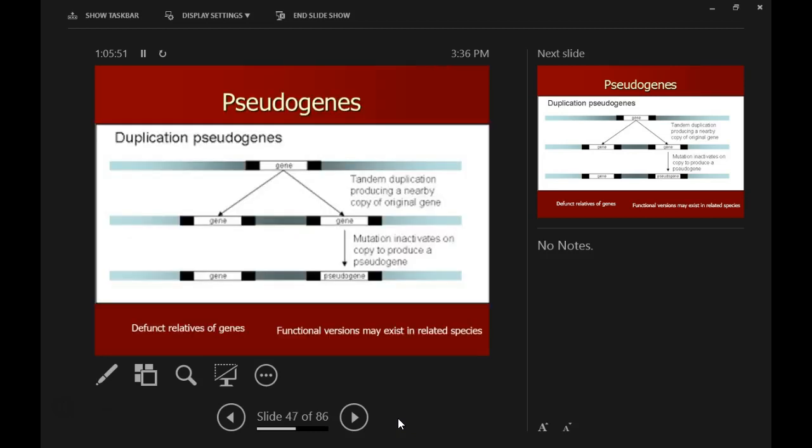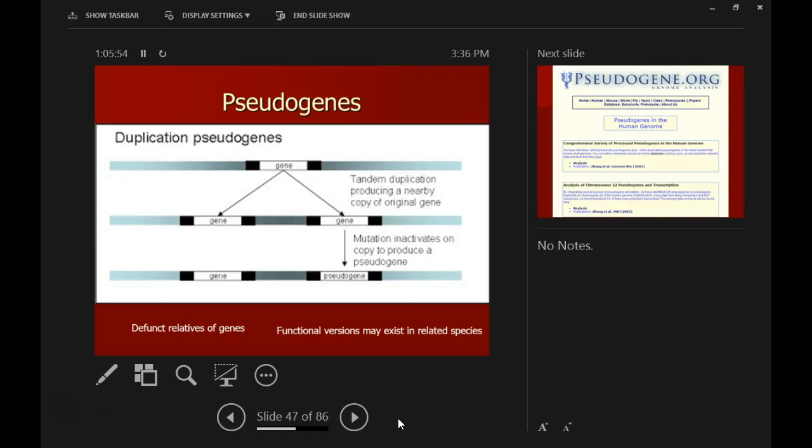These pseudogenes are absolutely fascinating, and they can be produced through this process of duplication. So here we have a gene. We get duplication, so we have 2 copies of it. They're both being subjected to mutations, and one just happens to have a catastrophic mutation that knocks it out. But it's still there in the population. So I like to think about pseudogenes as defunct relatives of genes. And they have some really cool examples.